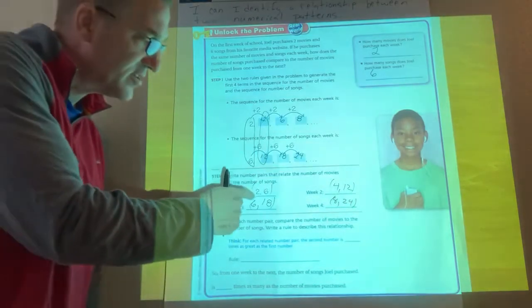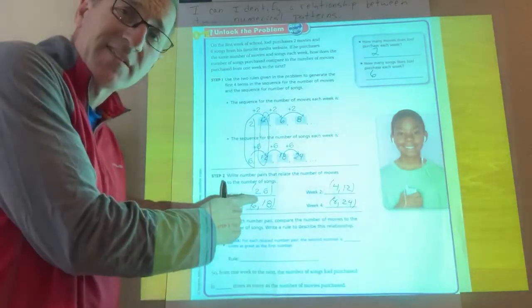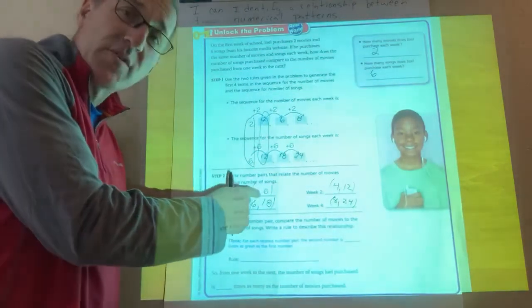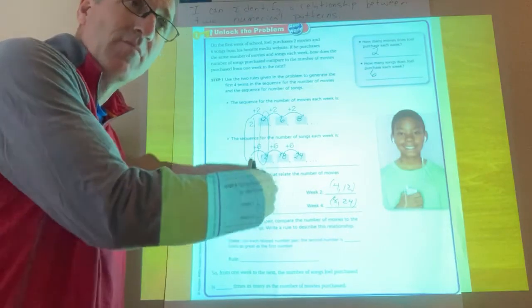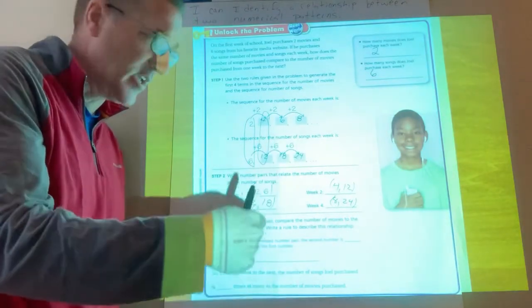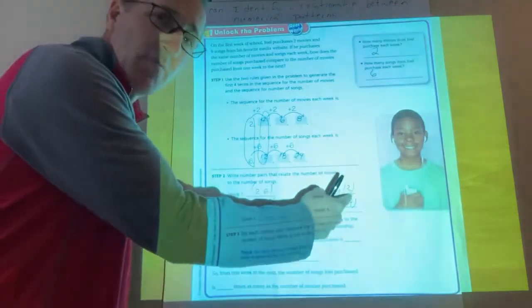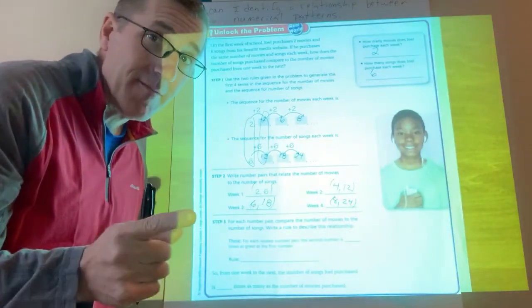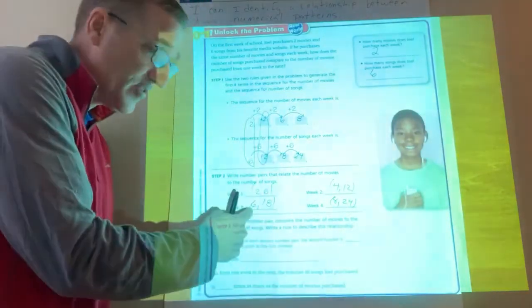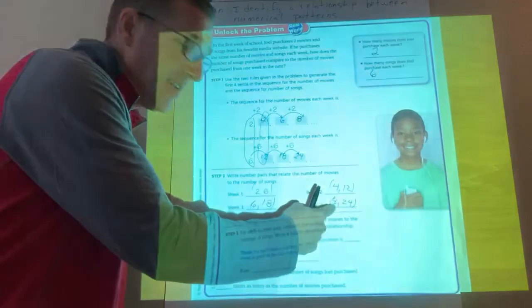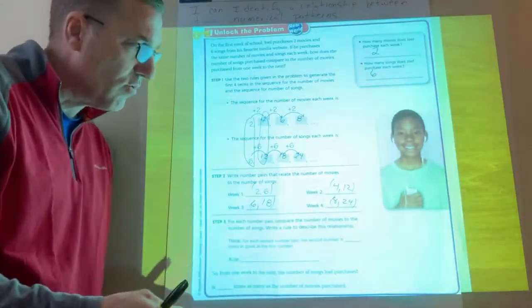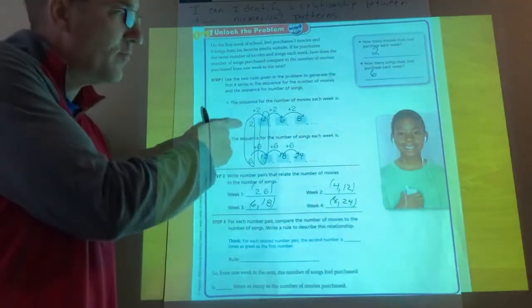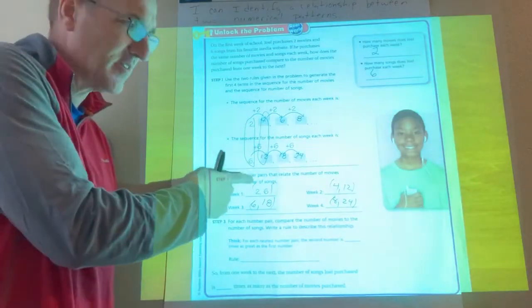So I just take the first 2. What do you notice between 2 and 6? What do I have to do to a 2 to make it a 6? Multiply it by 3. What do I need to do to a 4 to make it a 12? Multiply it by 3. Same for 6. 6 times 3 is 18. 8 times 3 is 24. So my rule would be to multiply the number of movies by 3 to get the number of songs.